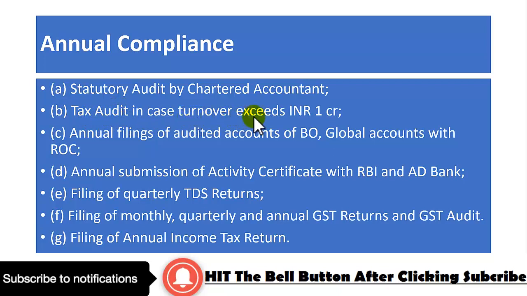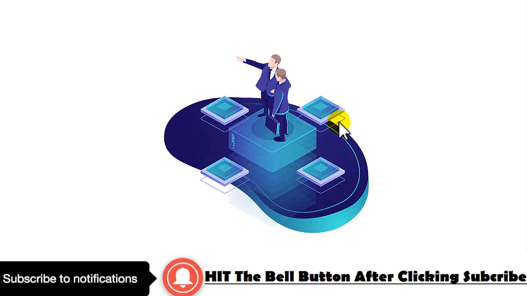Tax audit in case the turnover of the branch office in India exceeds INR 1 crore. Annual filing of audited accounts of the branch office, global accounts, with ROC, and this can be done through company secretaries as well. Annual submission of activity certificate with RBI and authorized dealer bank. This can be done through a company secretary as well. Filing of quarterly TDS returns. It can be done by either a chartered accountant or a company secretary. Filing of monthly, quarterly, and annual GST returns and GST audit. Filing of annual income tax return. So these are the basic compliances which need to be done for a branch office.